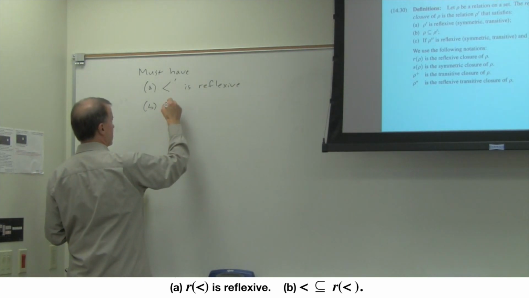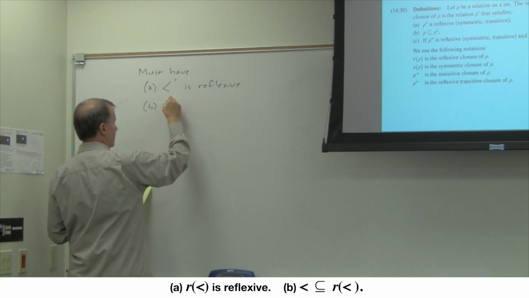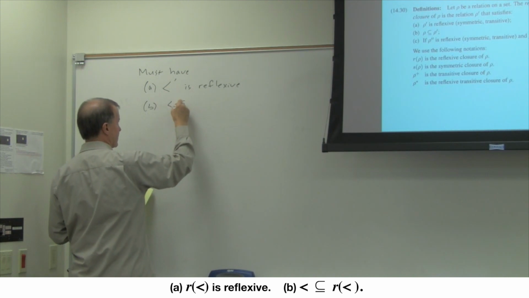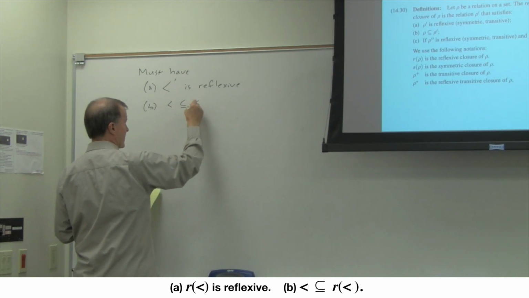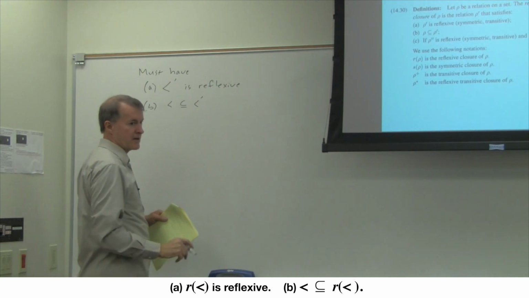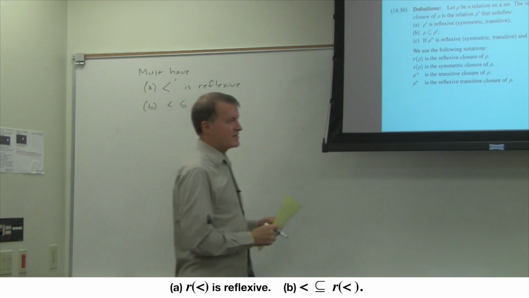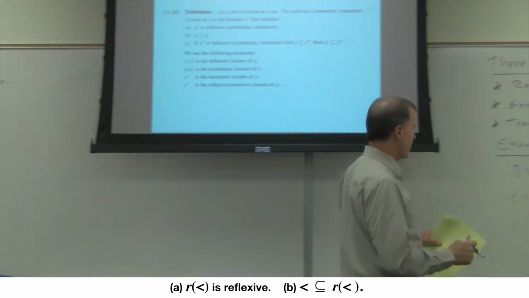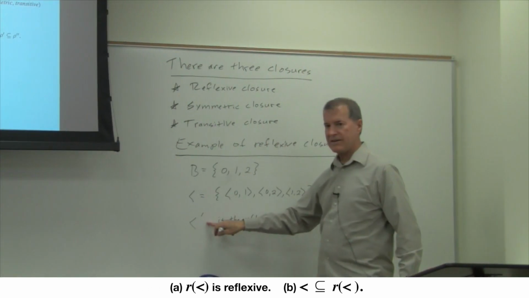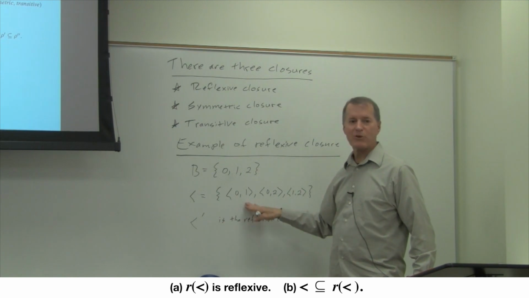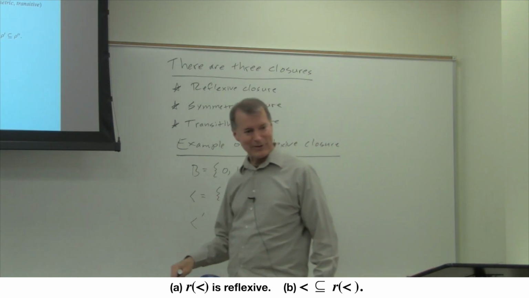Yeah, so in this case, what would it be? Less than is a subset of less than prime, right? Now, what does that mean? That means that whatever less than prime is, it's got to have the original elements. Are you with me?